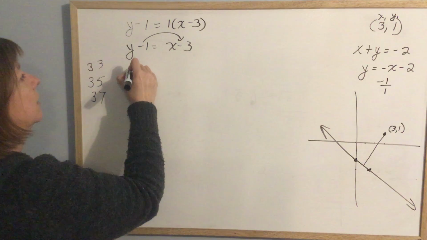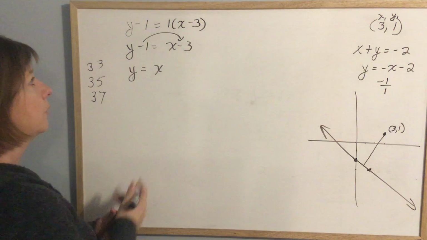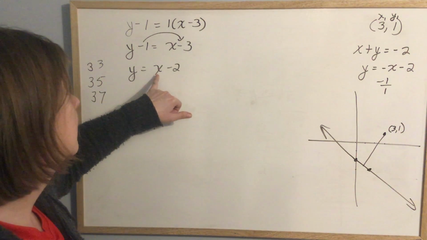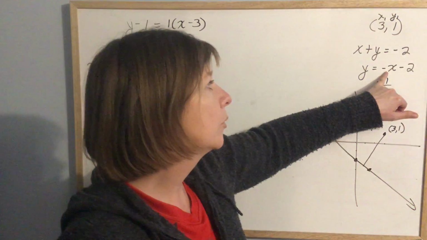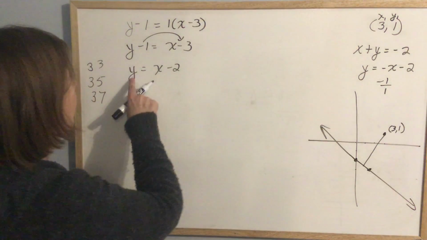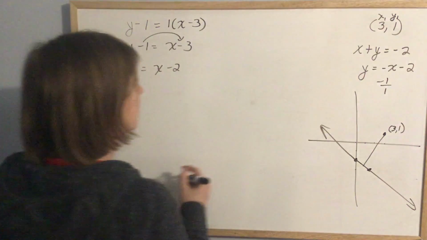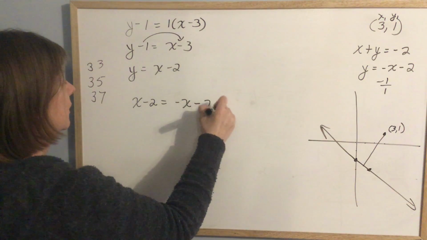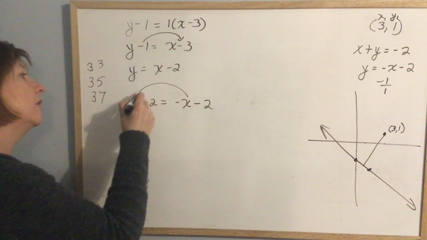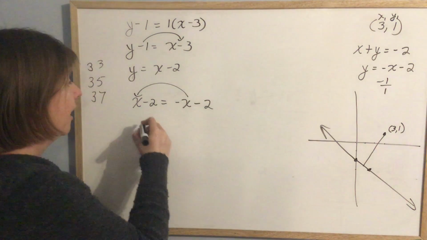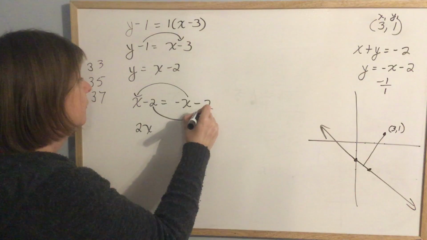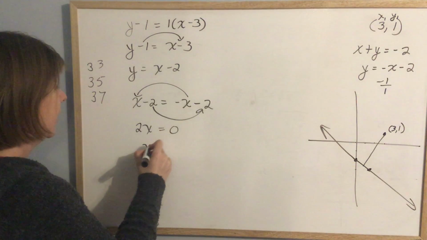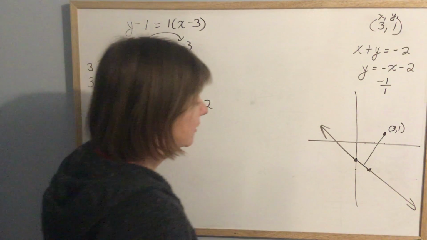So if I move this over here, I have y is equal to negative 3 plus 1 would be x minus 2. So this one's actually positive x minus 2. This one is negative x minus 2. So y is equal to this, but y is also equal to this. So that means that x minus 2 is equal to negative x minus 2. So if I move this over here, I have x plus x, which is 2x. If I move this over here, I have negative 2 plus 2, which is actually 0. And so x is equal to 0.